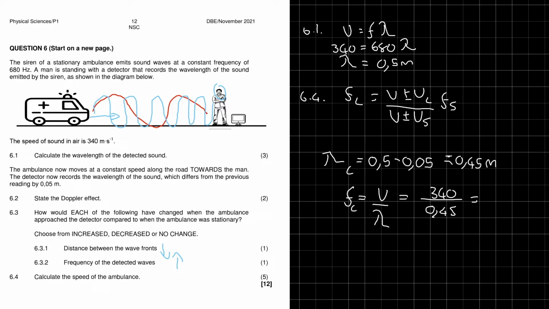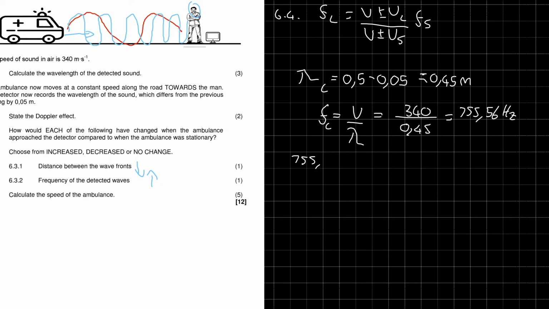And if we calculate that, we get 755.56 hertz. Okay, so now we know what the frequency is. We can substitute it into this equation here. 755.56 is going to equal the speed of sound, 340.